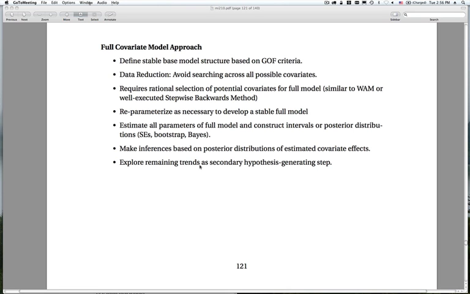And then what we want to do is estimate all the parameters of the full model and construct some sort of interval around the estimate or posterior distribution if you're doing Bayesian estimation. Bootstrapping is another way to get at this, where we want to describe not only the parameter point estimate, but some interval about that parameter. And we make the inferences about the covariate effects based on that interval or posterior distribution. Exploring remaining trends then is secondary hypothesis generating work.